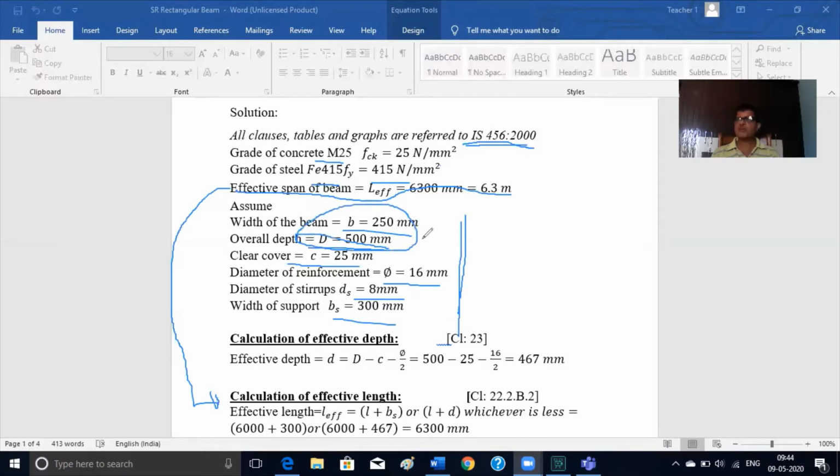Generally, the width of the beam we take as 250 or 300 millimeter. In some cases, we also go to 400 millimeter width of the beam where large cross sections are required. That means if the load is more, then more bending moment will come. Then you need a beam cross section of more moment of resistance. But the beam width generally varies from 250 to 400 within that range. But depth may vary anything.